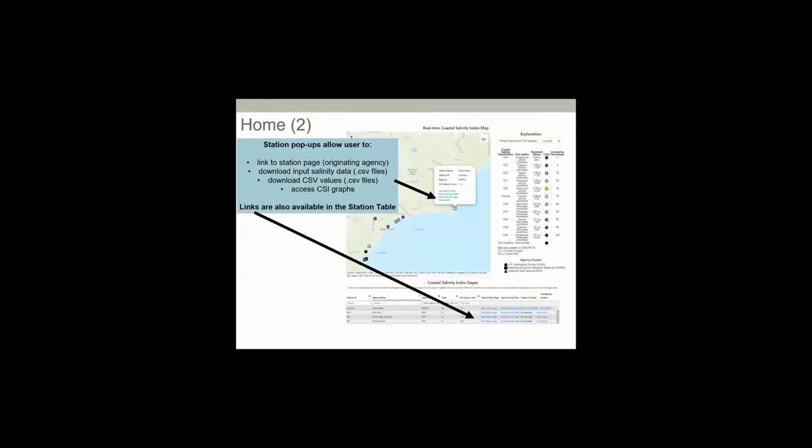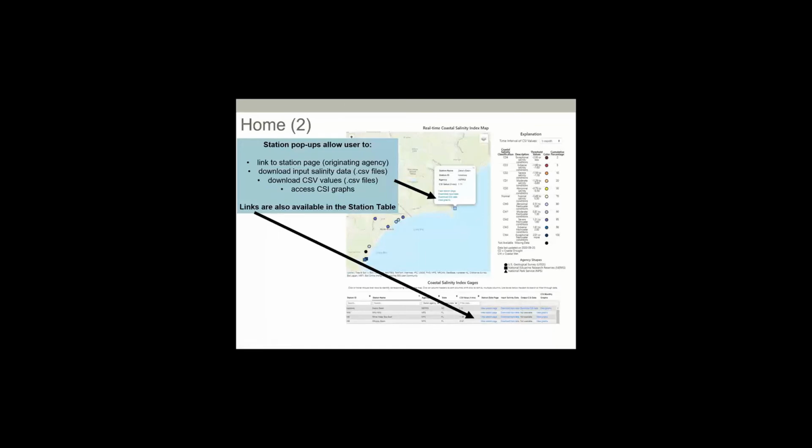If you dig a little further, you can zoom in on this landing page, our home page, and you can click on a site of interest, and up will pop a window, and it'll give you the station name, the agency that the station comes from, the current CSI for the time interval of choice. So right now it's a 1-month CSI value of 1.11.